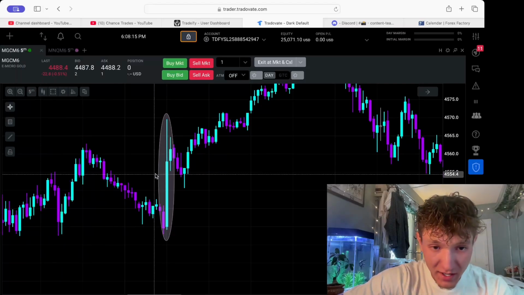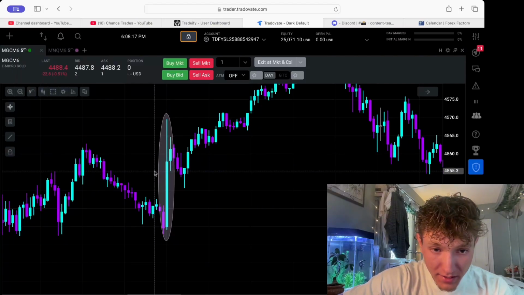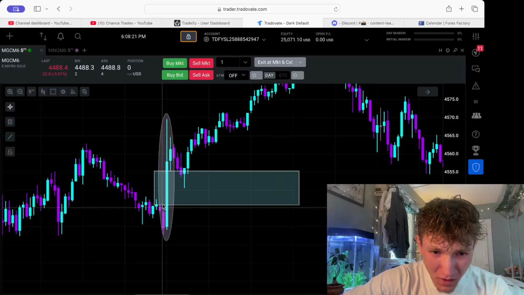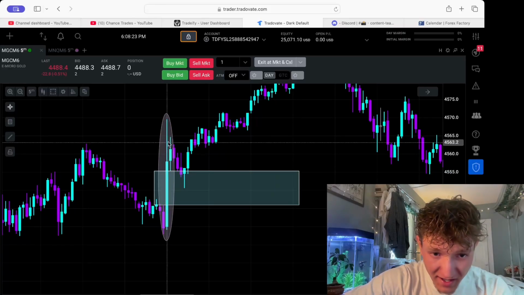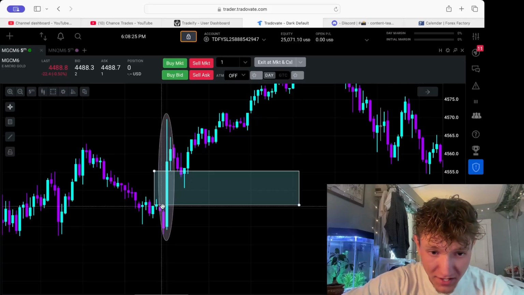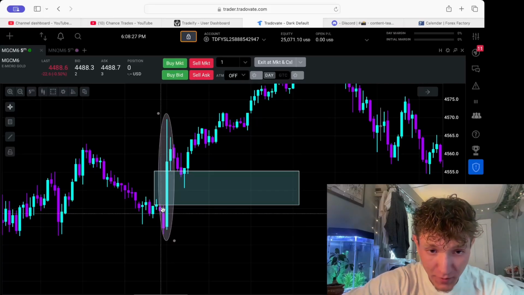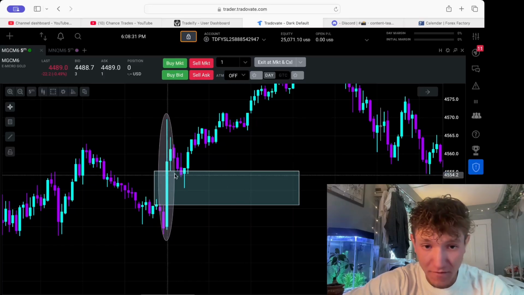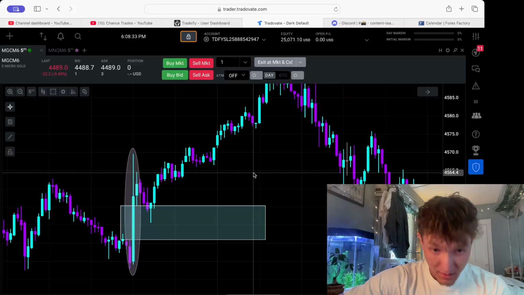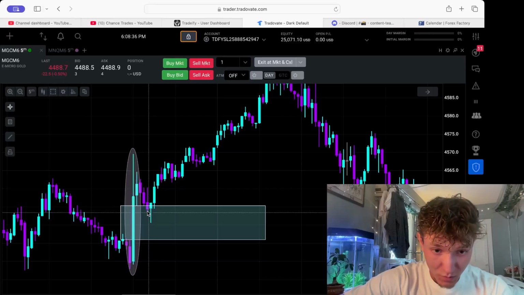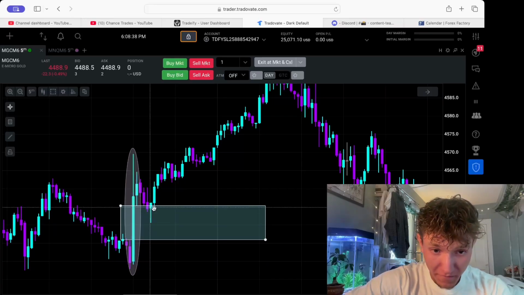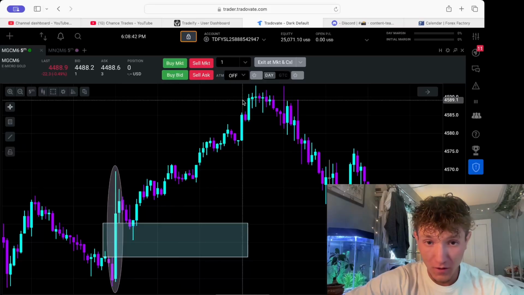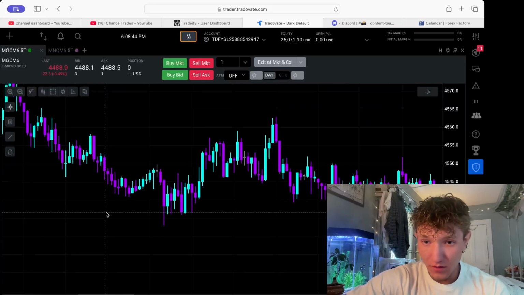And right here is your fair value gap. If this is your main candle that you're looking at, you mark out the top of the previous candle and the bottom of the newest candle, and this is your fair value gap space. Now what you look for is where it gets tapped into and/or filled, and then if it's bullish, you look to long.